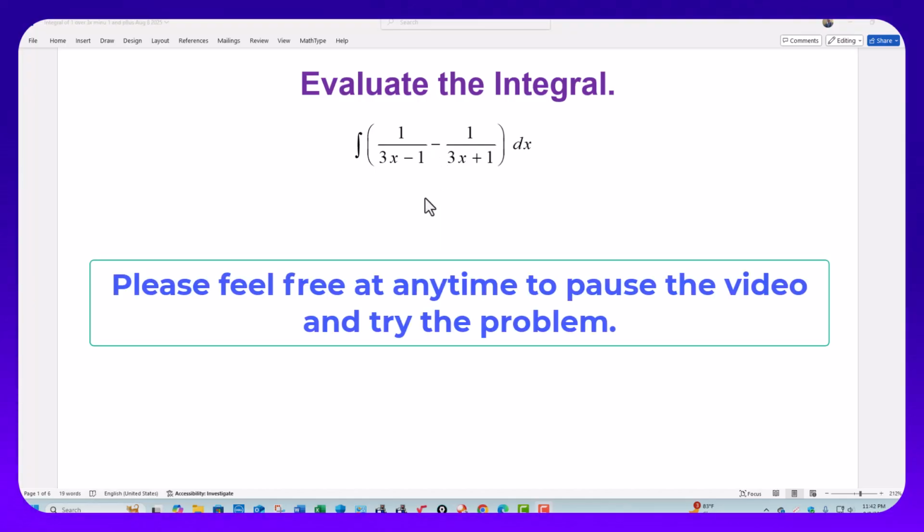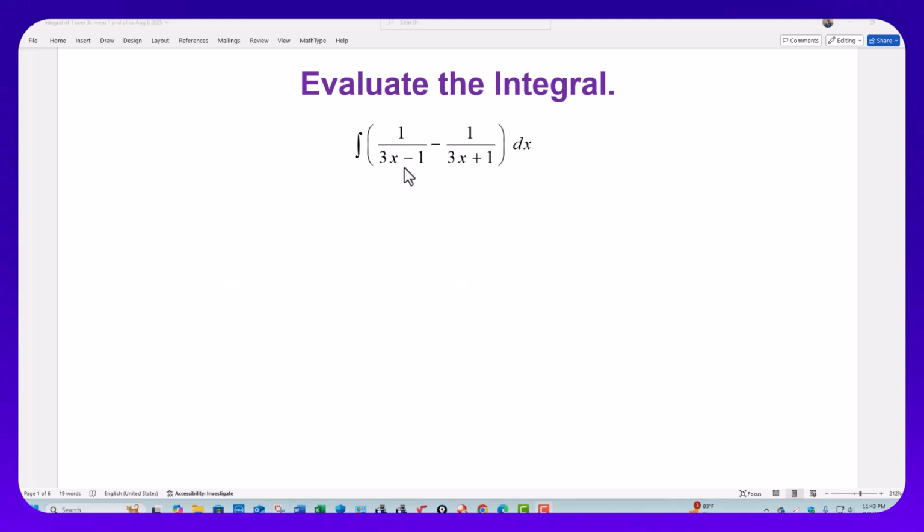In this video, we have a very basic integral problem. The integral of 1 over 3x minus 1 minus 1 over 3x plus 1 dx. Now this is an easy U-substitution.